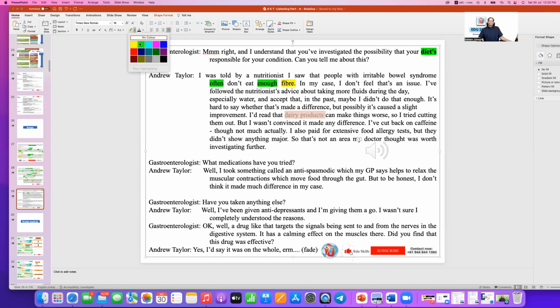And the spelling, beware of the spelling. This is dairy. The other one is diary, D-I-A-R-Y. The book can make things worse. So I tried cutting them out.